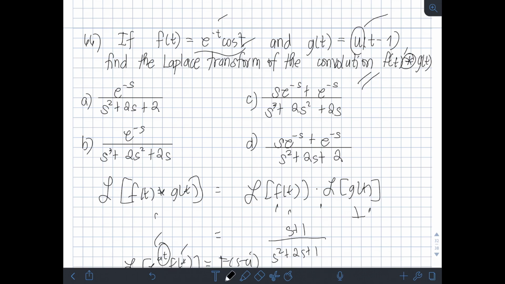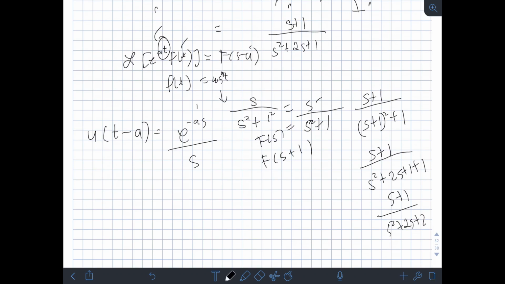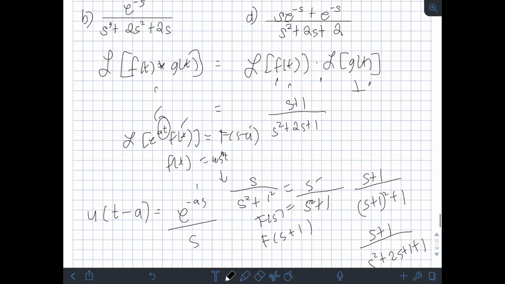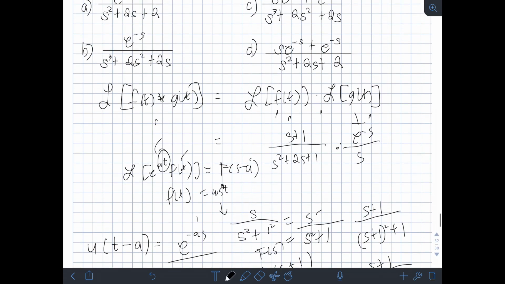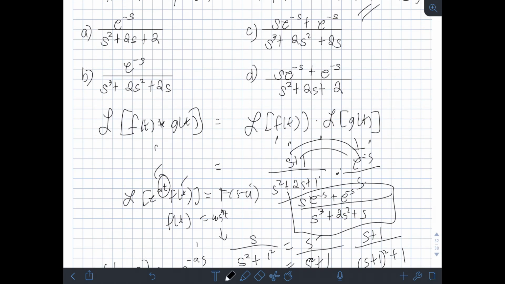So, since yung given natin is u of t minus 1, a natin is 1. So, therefore, 1 din yung ipa-plugin natin dito sa formula. So, magiging e raised to negative 1s, or simply e raised to negative s over s. Right? Okay, so, nakuha na natin yung Laplace transform ng g of t, which is e raised to negative s over s. So, multiply na lang natin sila. Ano bang gusto ng choices? So, naka-multiply nga. So, pag distribute natin tong s, magiging s cubed plus 2s squared plus s sa denominator. And then ito, distribute din natin, magiging e raised to negative s times s plus e raised to negative s. So, therefore, the answer is letter C.